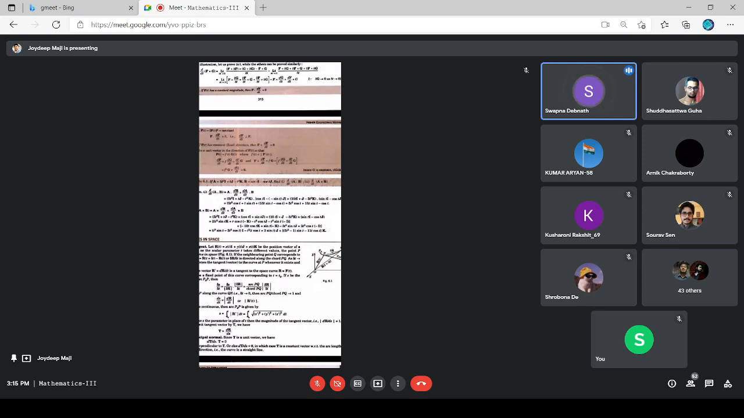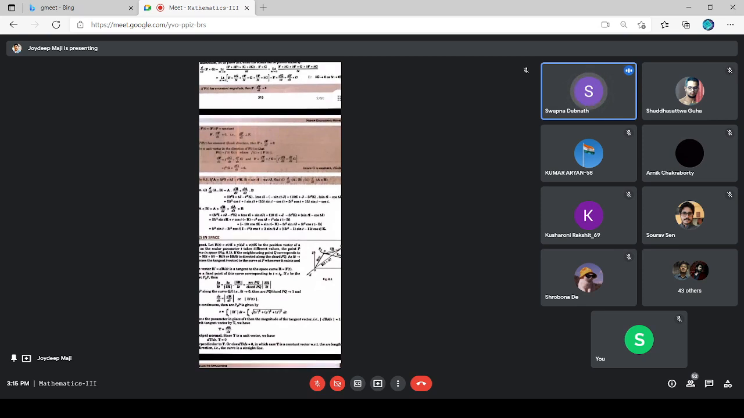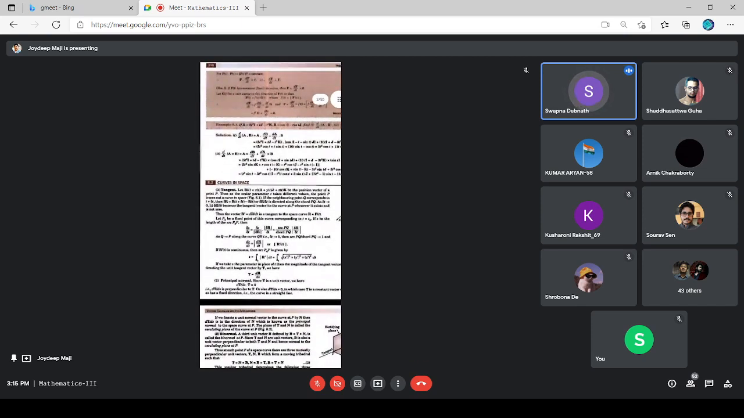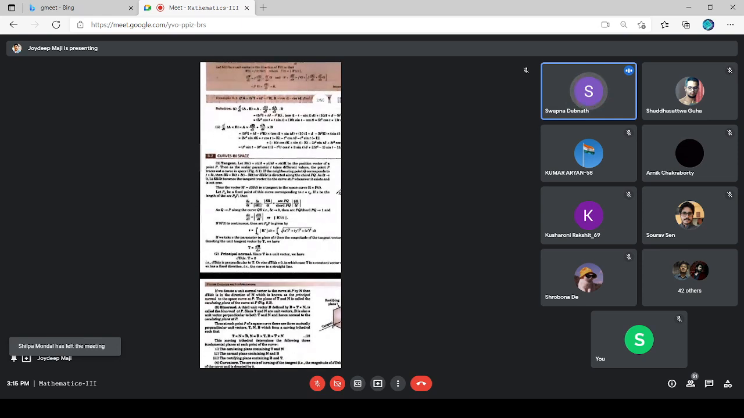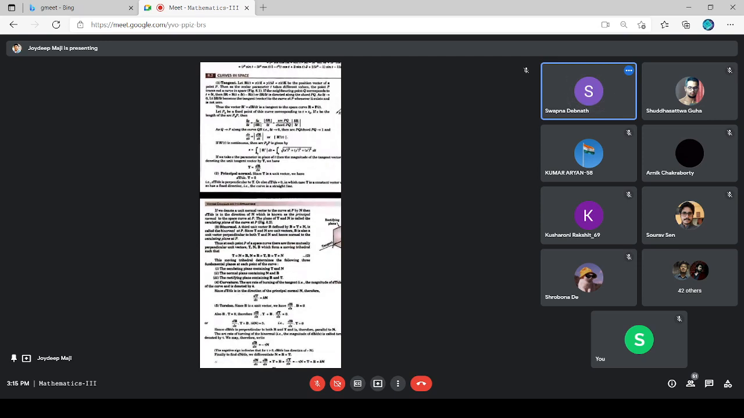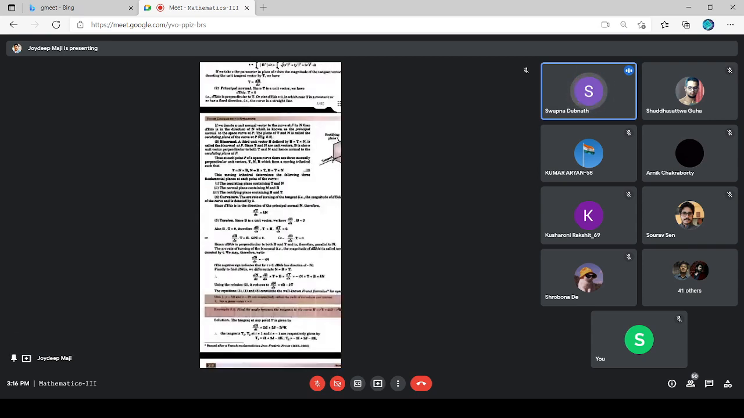Now, curves in space, that is not explicitly written in your syllabus. Let me know whether it is included in that. You just come to derivatives. That means gradient and divergence.